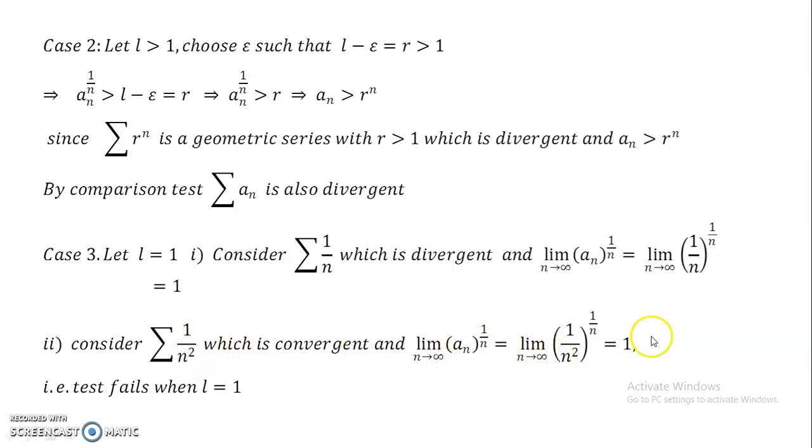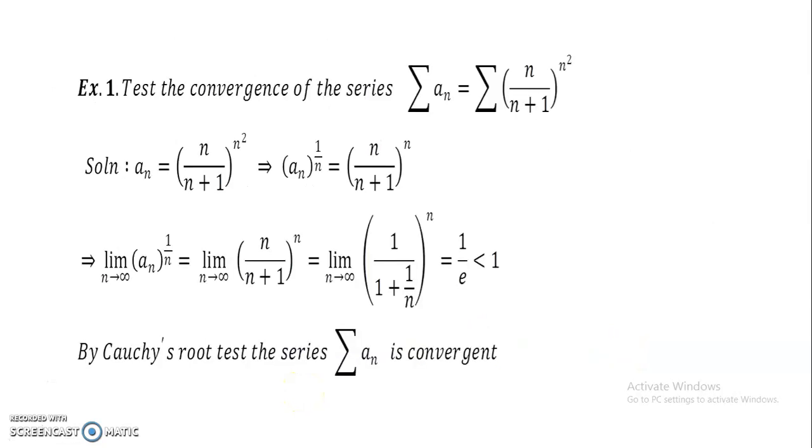So then we have again this limit is 1. In that case, this Cauchy root test fails. That is why the Cauchy root test fails only when L is 1. That means n power 1 by n, as the limit approaches infinity, is 1. Then only this Cauchy root test fails. Now let us see the examples based on this Cauchy root test.